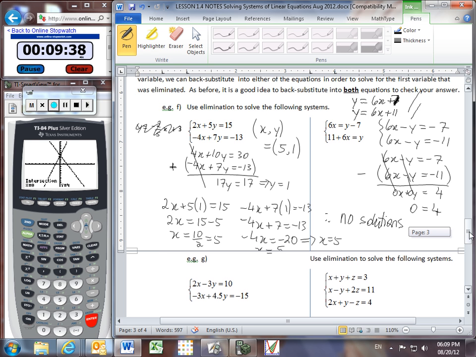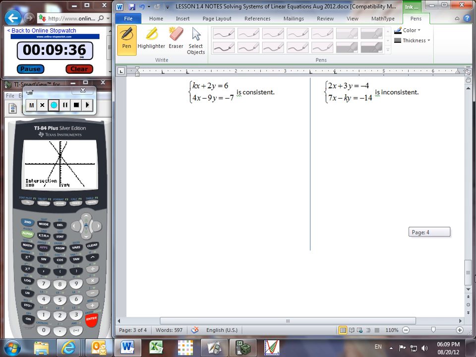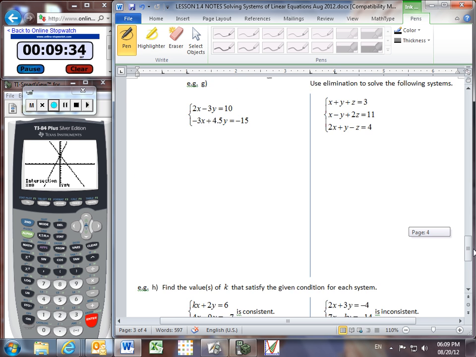Last 2 examples, I think. Oh, no, I've got a few more. Well, I'll try to hurry.